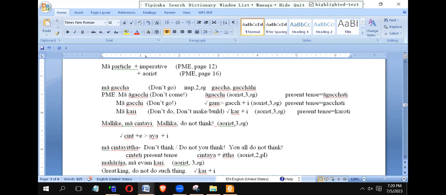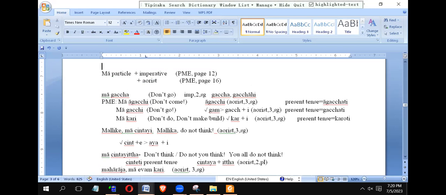So compared to ma and na, ma is what you call prohibition. In the Pāḷi Meiji they use it as prohibition, which means don't do something. You translate ma as don't do this, don't do that. Okay, thank you.